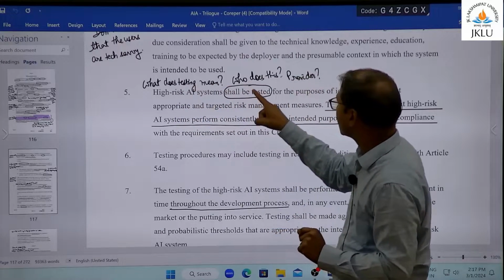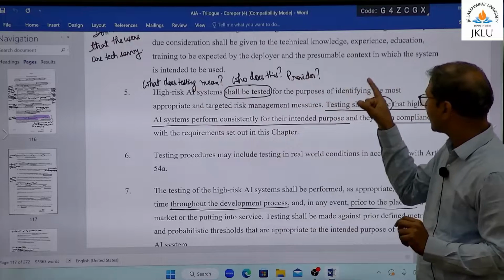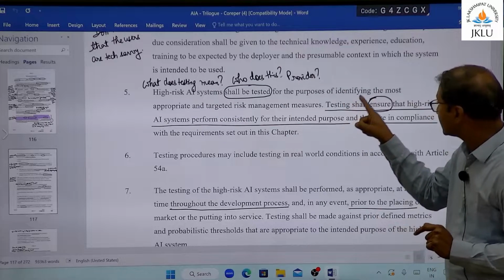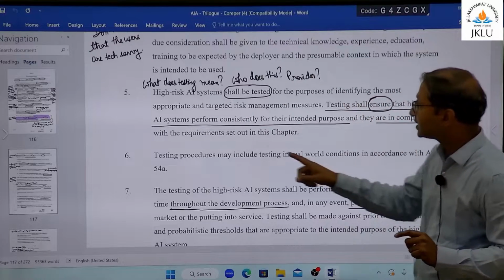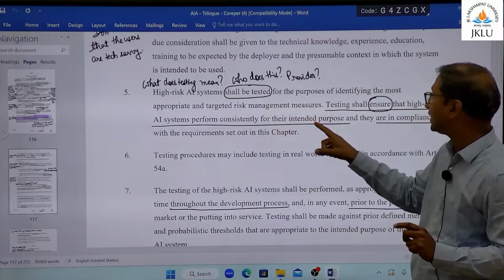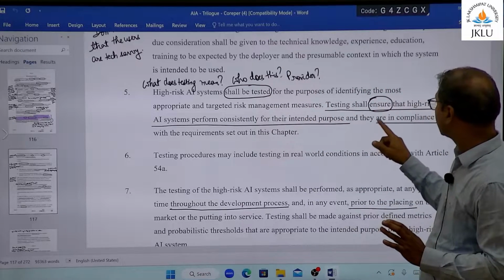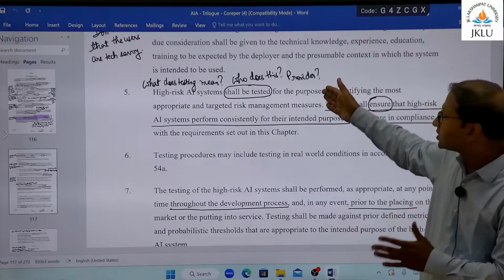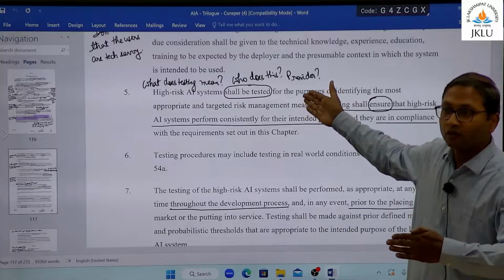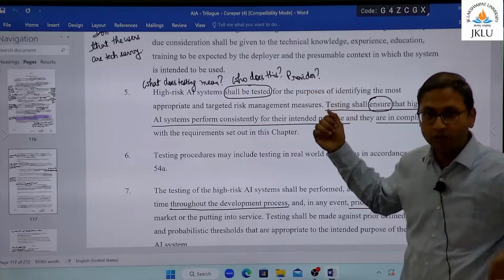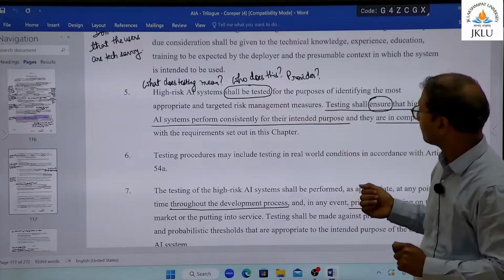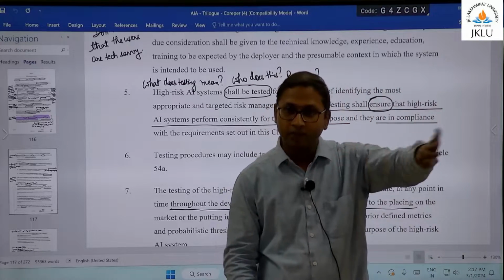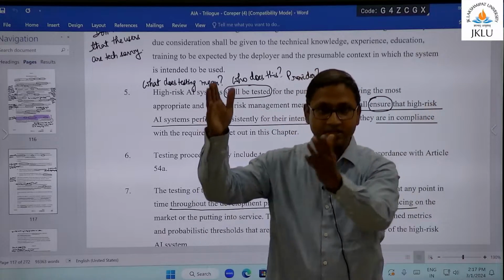High risk AI systems shall be tested for the purpose of identifying the most appropriate and targeted risk management measures. Testing shall ensure that high risk AI systems perform consistently for their intended purpose and they are in compliance with the requirements set out in this chapter. This is too easy to write for legislators than to implement for developers, because we know that every team has developers and then a testing team is also there.